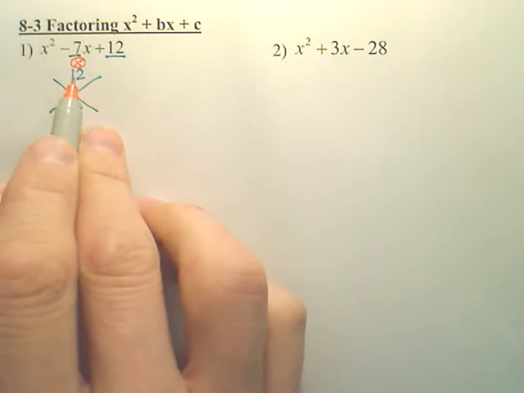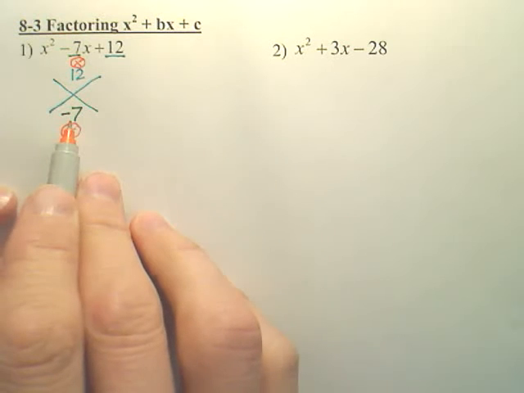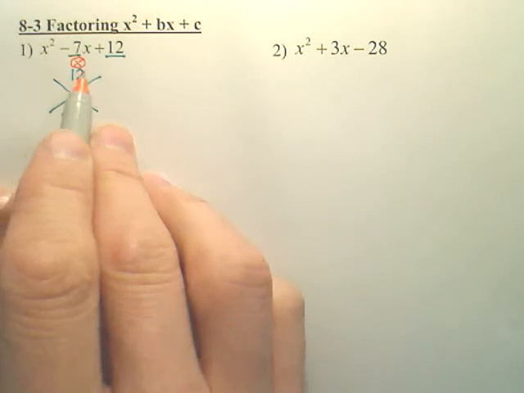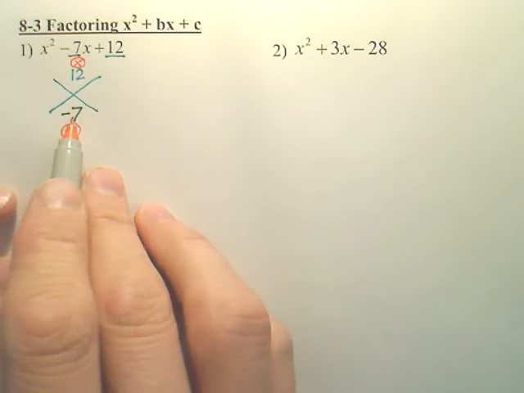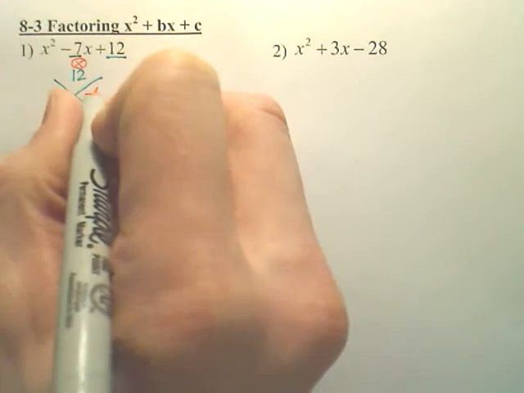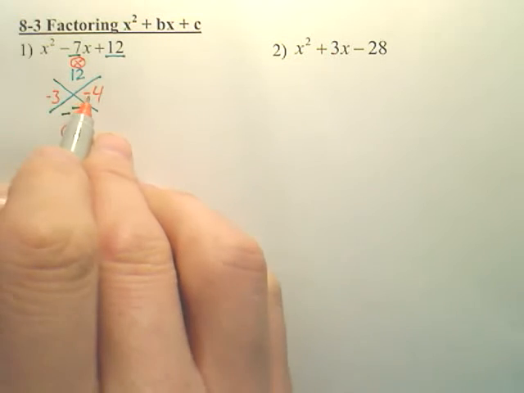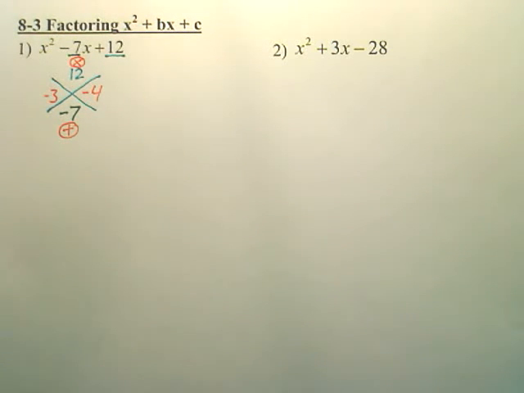So two numbers that multiply to get 12. 12 and 1. 12 and 1 won't give you negative 7. Okay. Next, 2 and 6. 2 plus 6, 2 minus 6, that won't get you negative 7. So 2 doesn't work. 3 and 4. Oh, if I took negative 3 times negative 4, that would give you 12, and negative 3 plus negative 4 is negative 7. So that works.